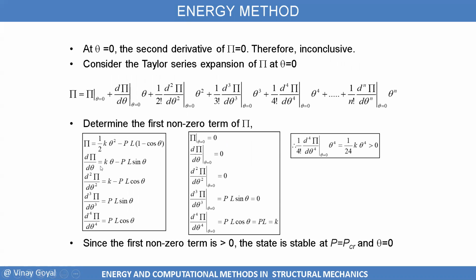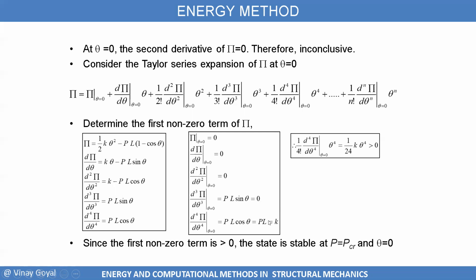When I do that, I can find the derivatives: second variation, third variation, fourth variation, and I'll set equal to 0 here. That's equal to 0 there. That's equal to 0 here. That's equal to 0 there. And then here is also equal to 0 at theta equals 0. So you're inconclusive again by looking at the third variation. The fourth variation gives me a value now, and that's PL cosine theta.